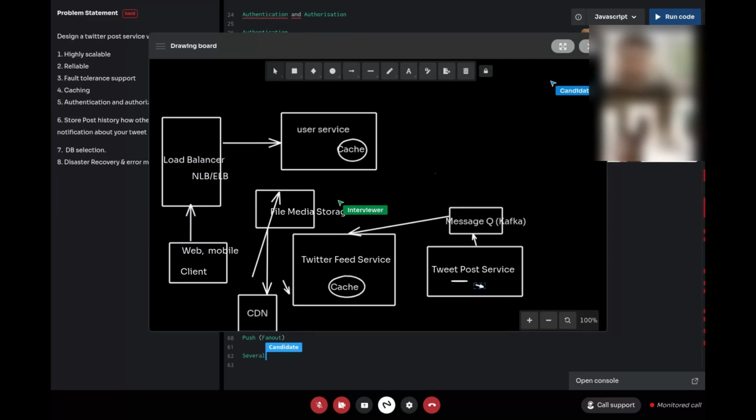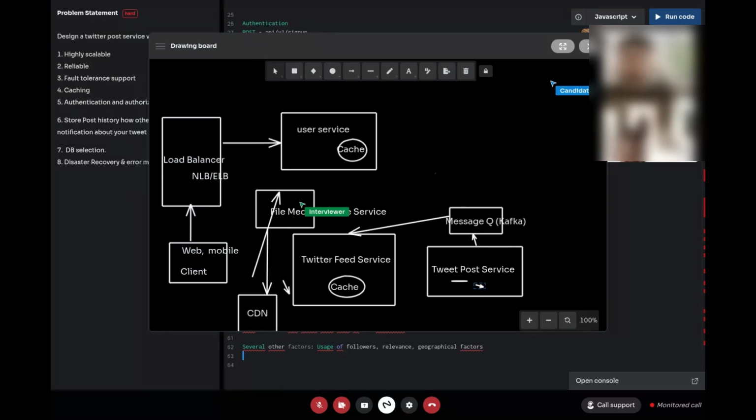And also, I think it can be based on several other factors, like the usage of the follower, whether they are active or not, and then relevance, and even geographical factors. So for celebrity tweets, pull; for non-celebrity, users with fewer followers, fan out or push. Yeah, I think this is how we can solve it.